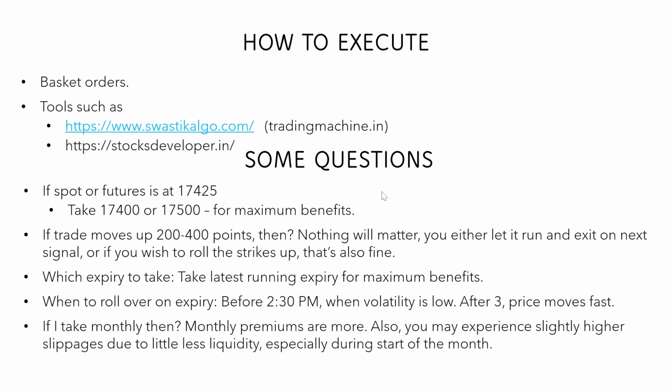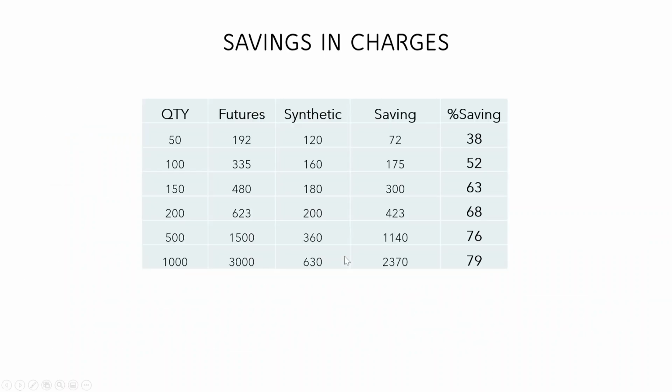If I take monthly, then monthly premiums are more. So that's the reason. We want to take maximum benefits of the charges. Also, you may experience slightly higher slippages during the start of the month. This slippages issue will happen in monthly expiry, because the volumes are not very high in monthly expiry, because people are trading in the weekly expiry. Right? I hope that's clear. If you have any query, do put in your chat.